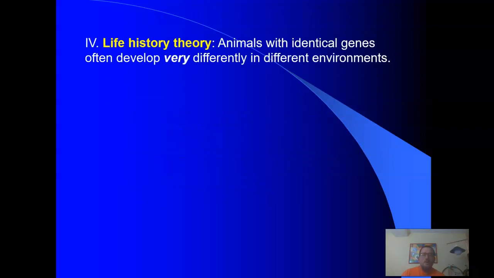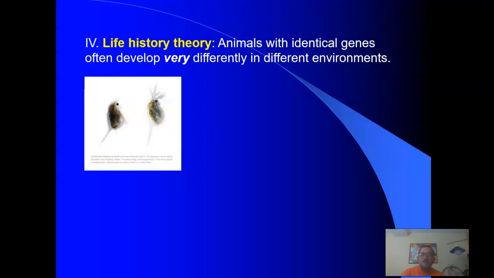All right, one more quick example. I'm going to zip through this quickly because these are animals, not people, at least some of them are. But one of my favorite theories in evolutionary psychology, I think it came up already in week 1 in the course, is called life history theory. And it says animals, people included, because we are animals, with identical genes often develop very differently in different environments. And I'll give you 2 or 3 examples of that.